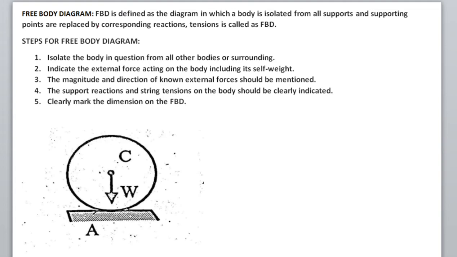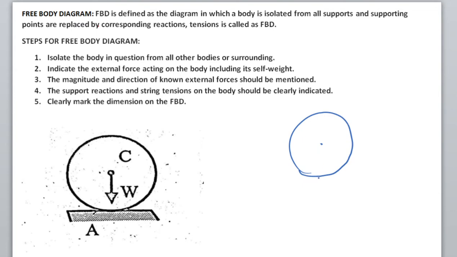This is our first example where our body is kept on only a surface at A and the body has a weight of W. Let us draw a free body diagram of that body. So the diagram will be something like this. This is the body. This is step 1. Isolate the body from all supports or other bodies.